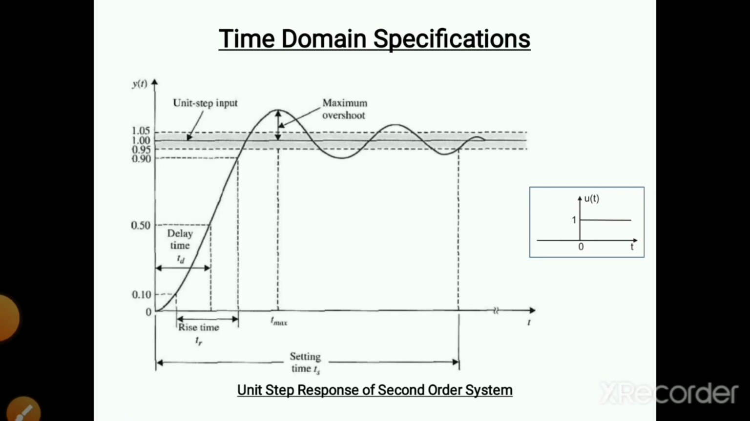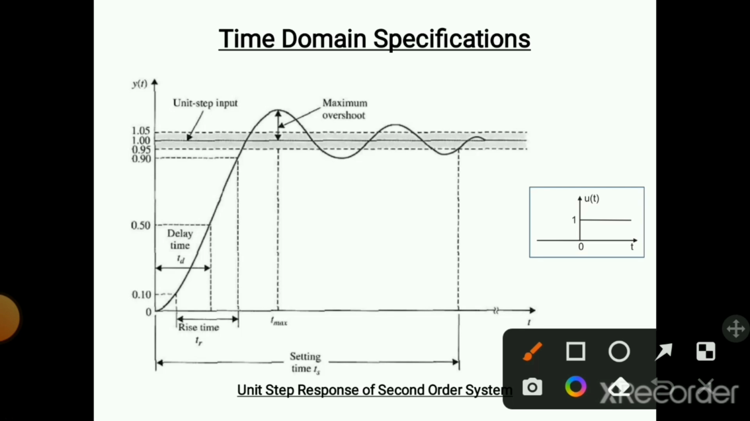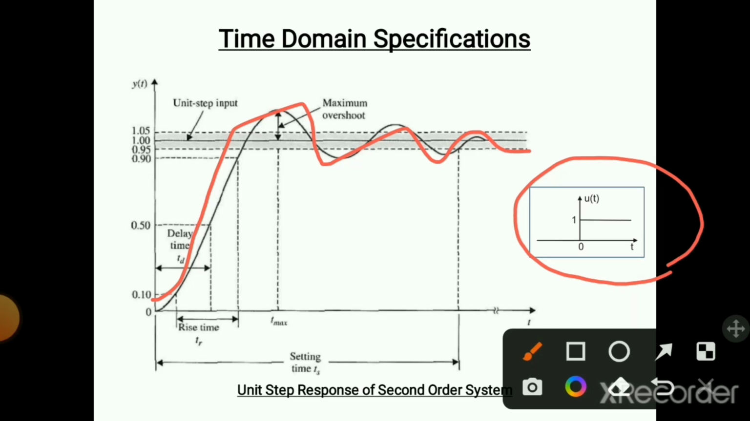One graph is shown here. This is called the unit step response of a second order system. Let us assume a second order system, and the input applied to it is a unit step, which means one unit input is applied to this system. After application of input, the output varies something like this. It takes some peaks, and after two to three peaks, the output gets stabilized.